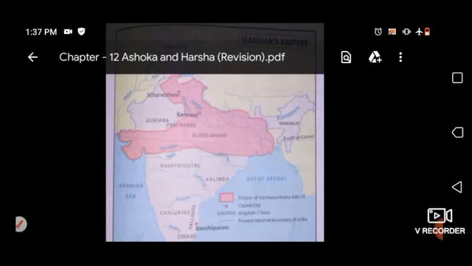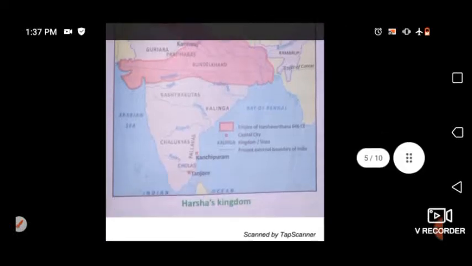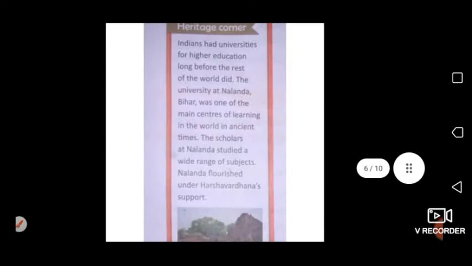He soon had a large kingdom that extended over modern Punjab, Haryana, Rajasthan, Uttar Pradesh, Bihar, West Bengal. Okay, so these were under his kingdom. Now move on to the next.